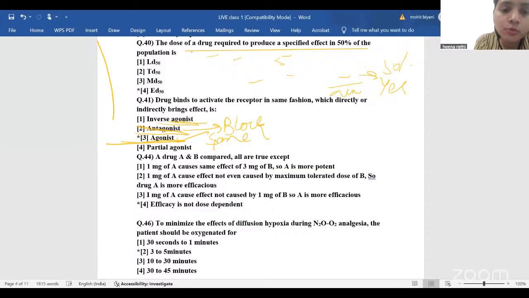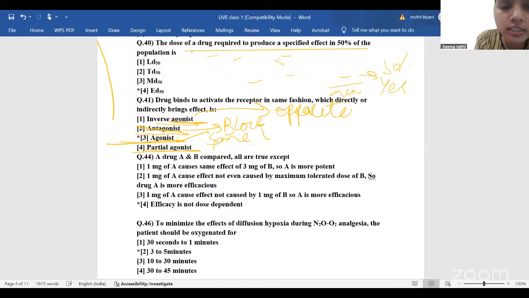And inverse agonist is going to have the opposite action to the agonist. There is always confusion between the inverse agonist and the antagonist. Antagonists have no action. Inverse agonist has the opposite action of the agonist. And partial agonist does not have the same amount of action which agonists have, but a lesser amount.